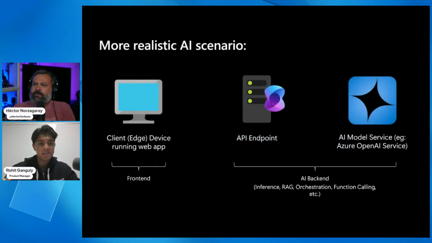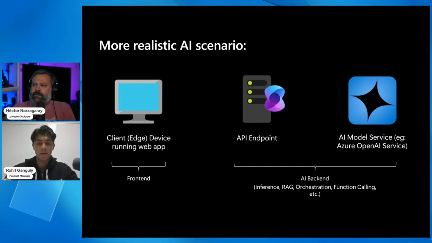Here's a more realistic AI scenario. So we have three pieces here now. We have the client device, or your computer running the web app from the first example. We can call that just the front end. Then we have an API endpoint that your front end will talk to, the same way that a client and a server interact with each other in a web app. This endpoint will also interact with your AI model service. So for example, here, Azure OpenAI service. That icon on the API endpoint is Semantic Kernel.